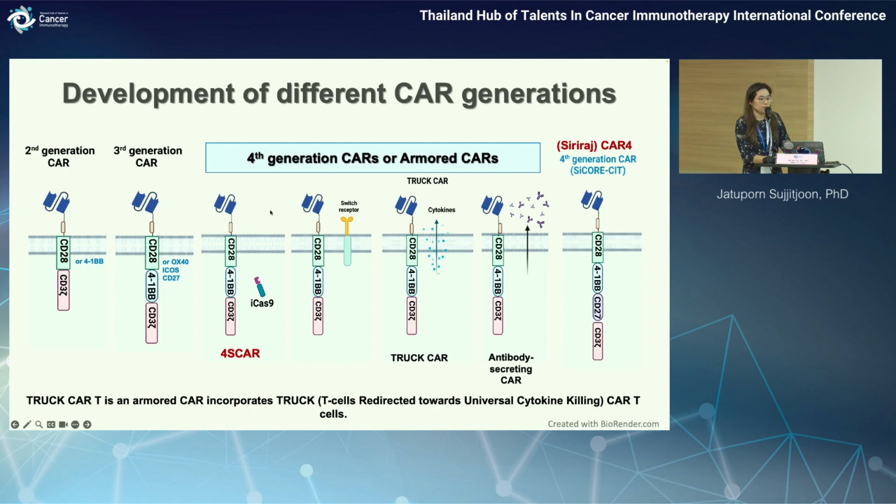Another version of CAR is described as 4th generation CAR, or armored CAR. Different papers describe different structures of CAR. Sometimes they call it armored CAR T because not only is there the CAR construct, they also co-express other genes that help to promote CAR T cell function or inhibit other cells that suppress CAR T cells.